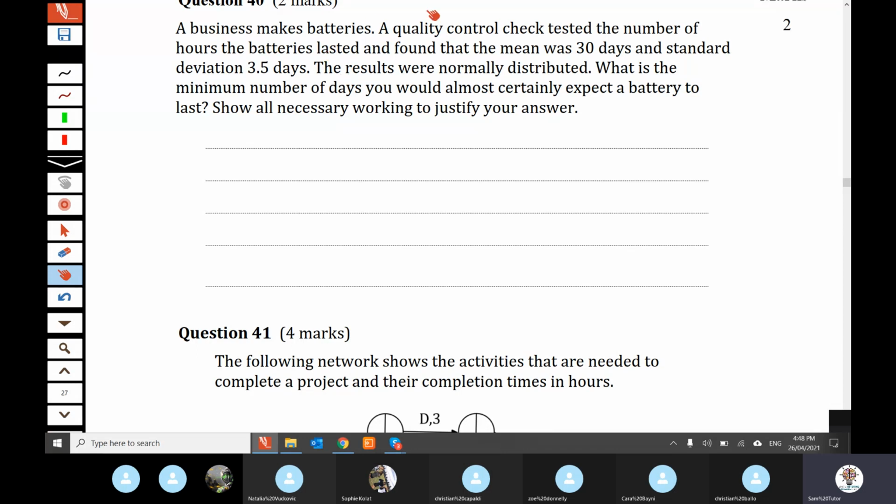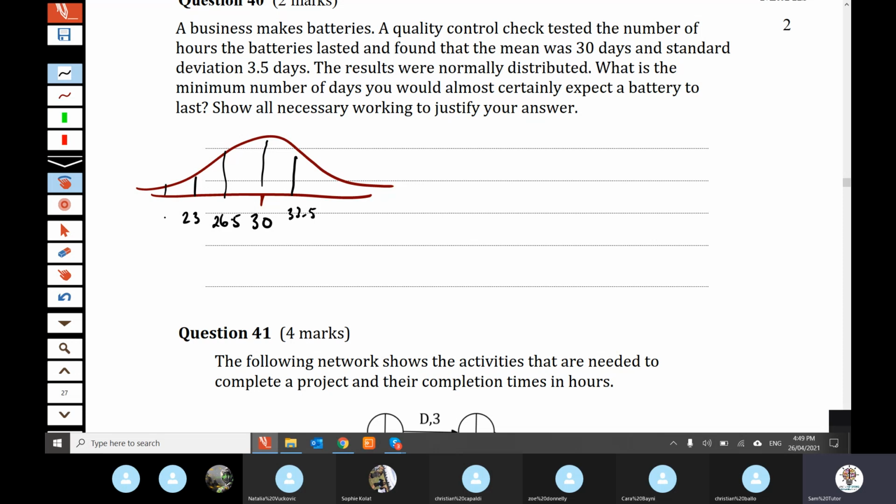A business makes batteries. A quality control check tested the number of hours the batteries lasted and found that the mean was 30 days and the deviation was 3.5. How do we draw these? The bell curve. What goes right in the middle? 30. Then we add 3.5 and we keep subtracting 3.5. So add 3.5, 33.5, and subtract 26.5, 23, 19.5, 37, 40.5. The results were normally distributed.